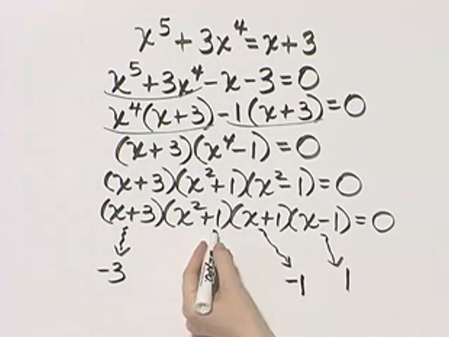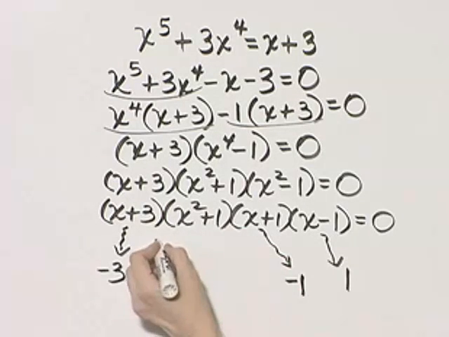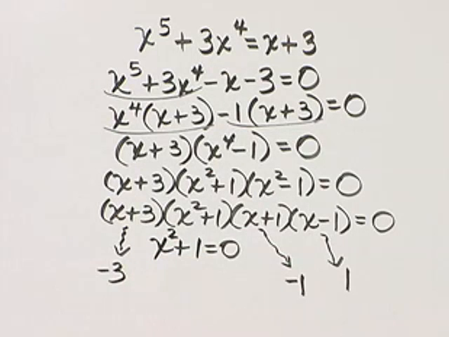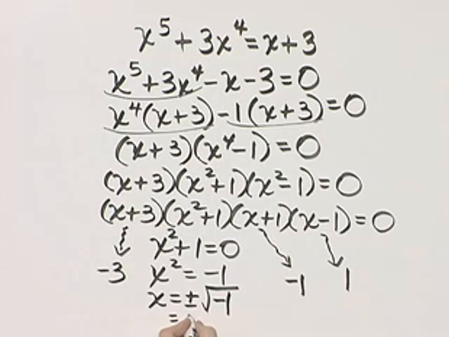I'd like to concentrate on this factor, x squared plus 1 equal to 0, and make sure you can handle this factor equal to 0. I will move the 1 over by subtracting 1 from both sides, and I'll have x squared is equal to negative 1. Notice you are now ready for the square root property. If x squared is negative 1, x then is equal to plus or minus the square root of negative 1. And remember, that is plus or minus i.